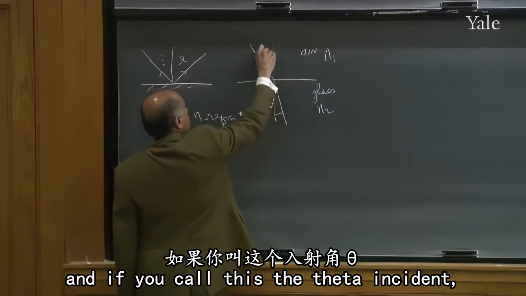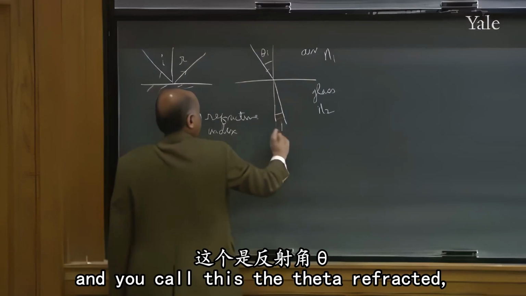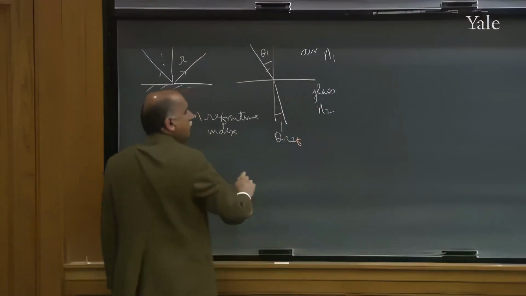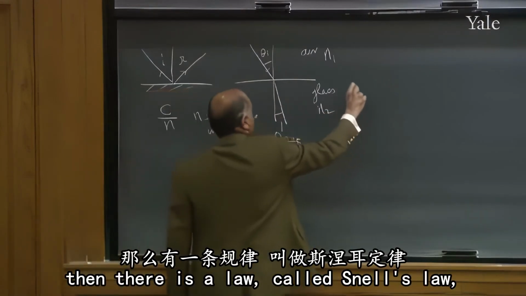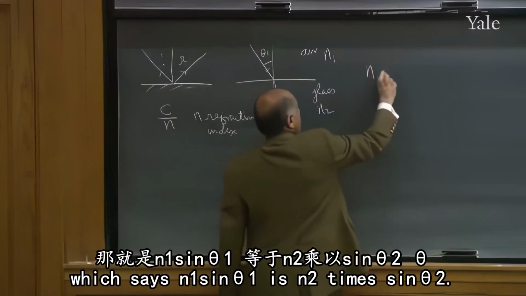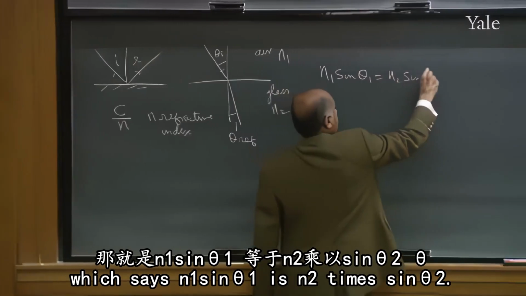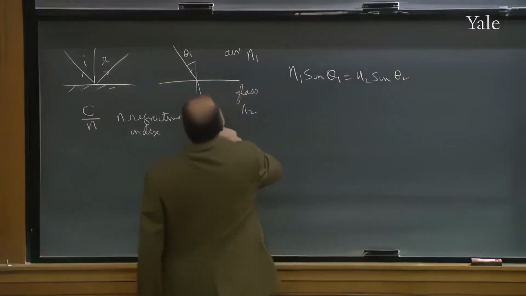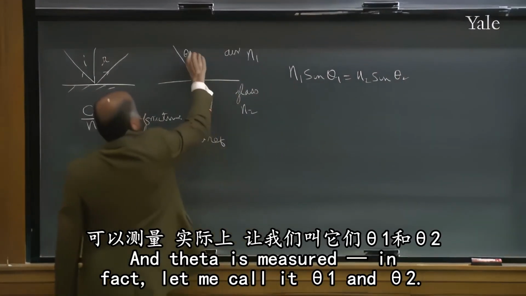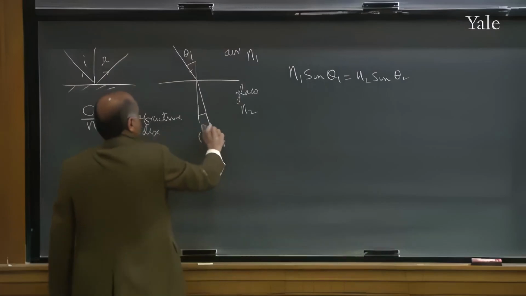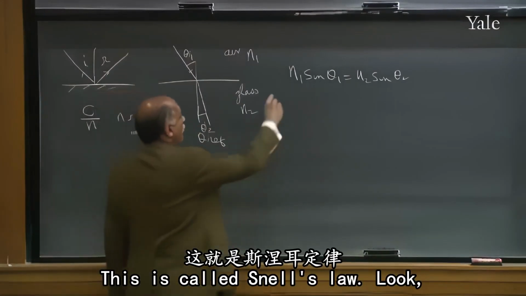If you call this theta incident and this theta refracted, then there's a law called Snell's law that says n1 sine theta 1 is n2 sine theta 2. Let me call them theta 1 and theta 2. This is called Snell's law.